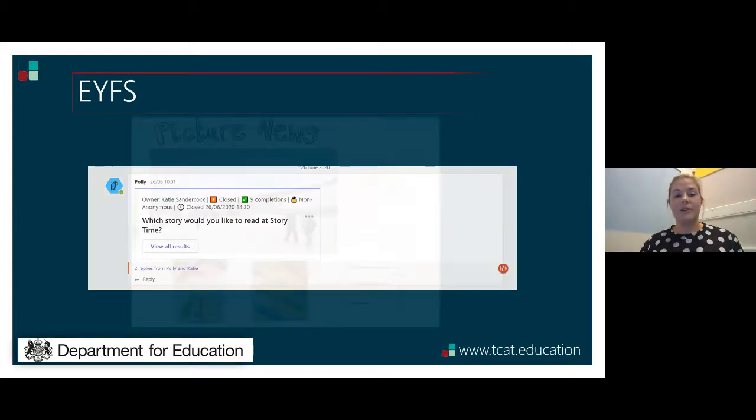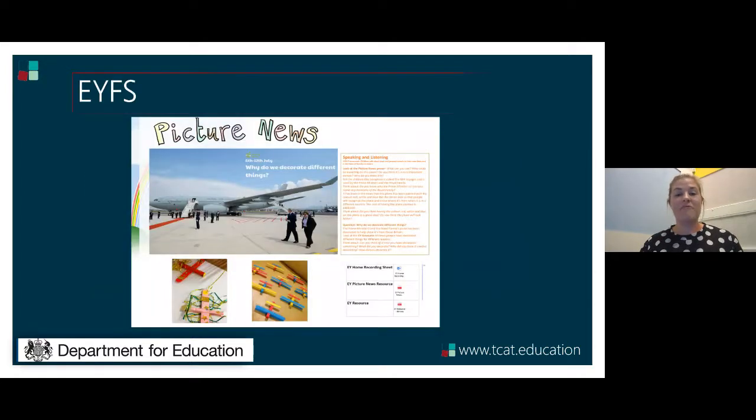Early years also do something called Picture News, and I really liked this idea. So it's a resource that they sign up for, and it gives them a picture of something that's been in the news that week. And they then discuss this with the children and ask them questions about what they can see in the picture, what they think it means. It comes with some statements as well and some activities that can be done afterwards.